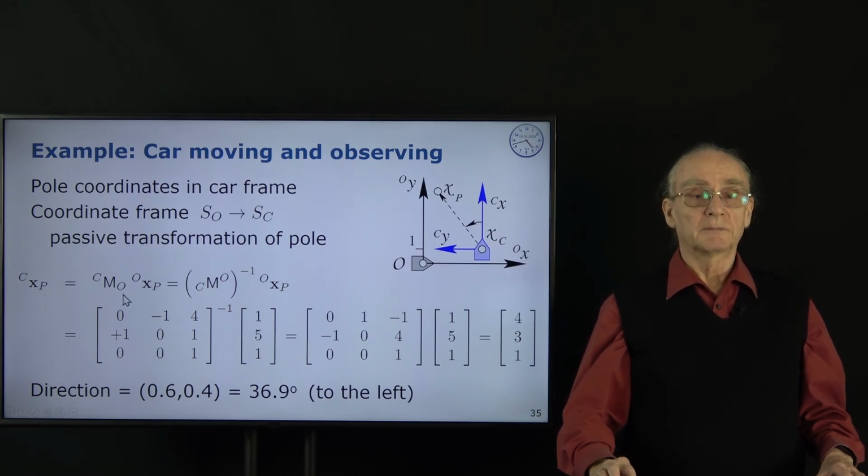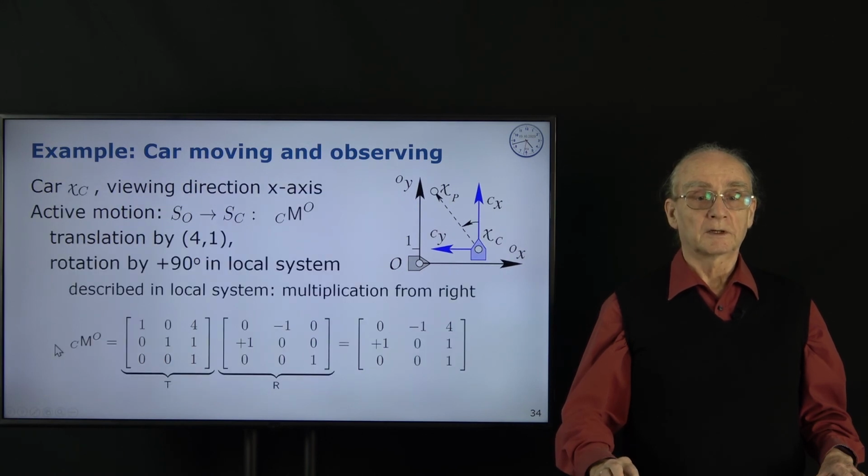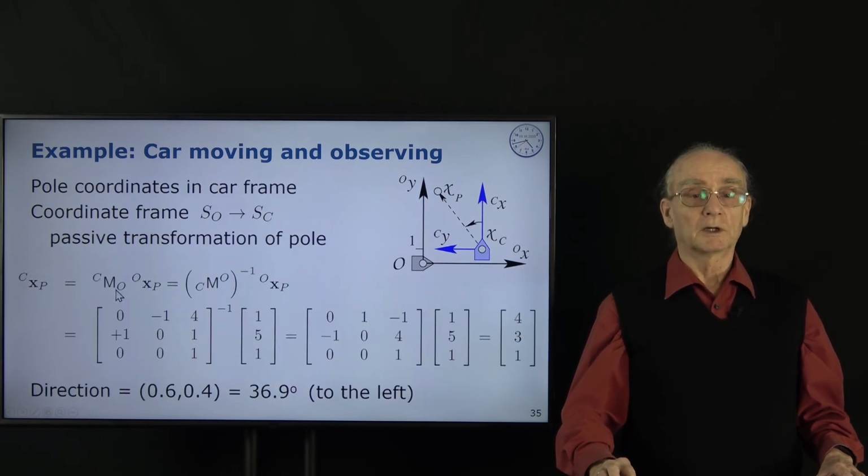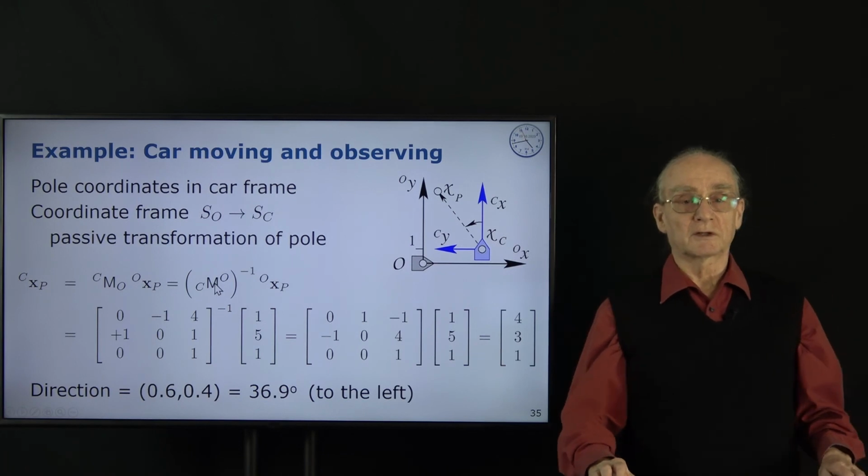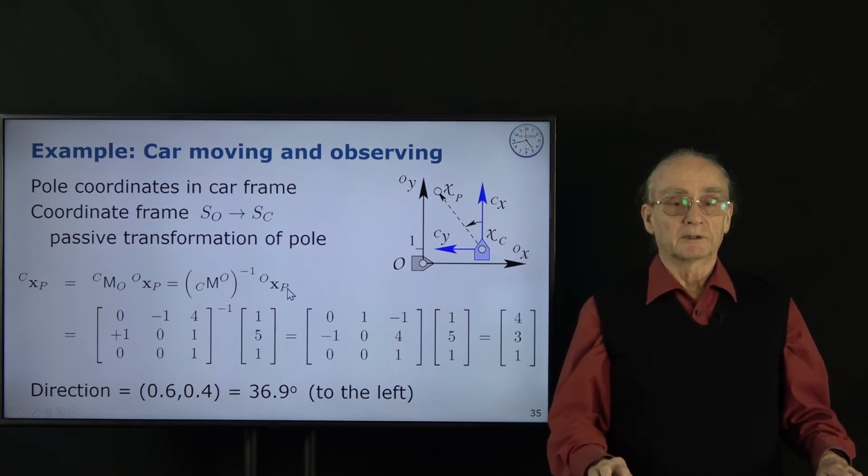What do we need? We need a matrix which does a passive transformation, a coordinate transformation from O to C. Now we don't have this. We have a motion from O to C, but not a coordinate transformation from O to C. But we know now that the coordinate transformation from O to C, the passive transformation, is the inverse of the active transformation. So we just take the inverse of the matrix which we just got in the previous slide, and multiply it with P. So we take this matrix with 4, 1 at this end and the rotation part, take the inverse and multiply it with the coordinates of the pole, which is 1, 5.